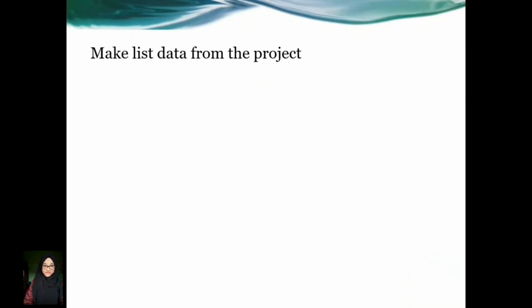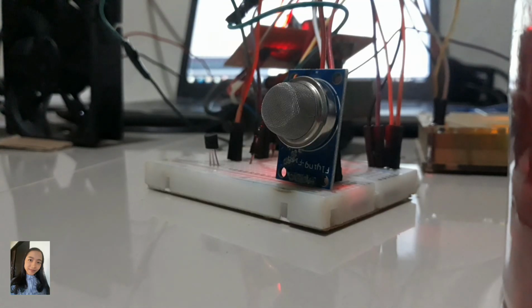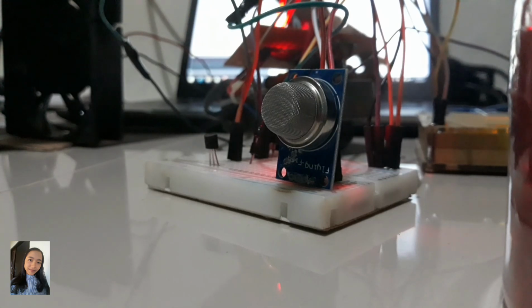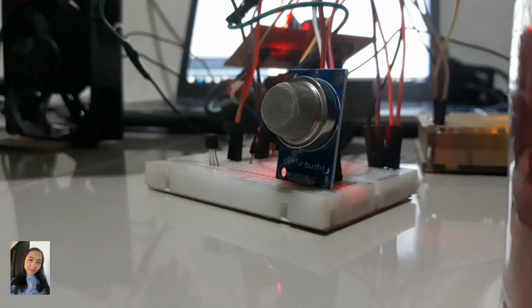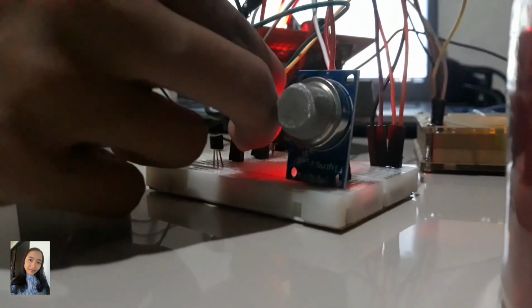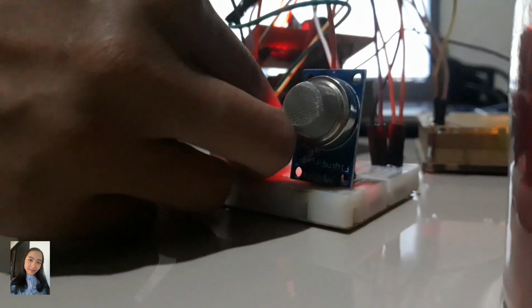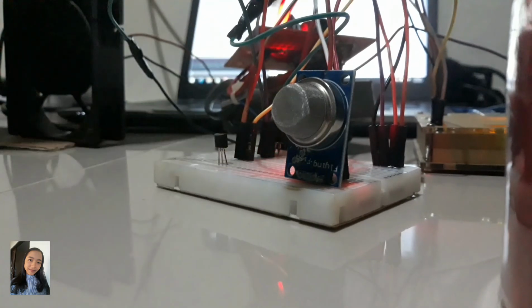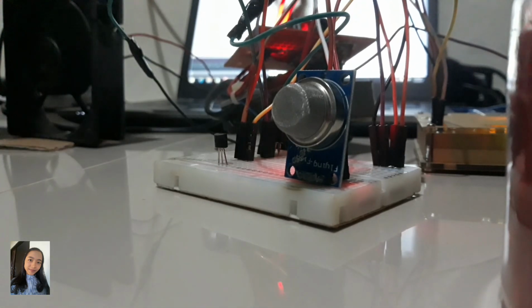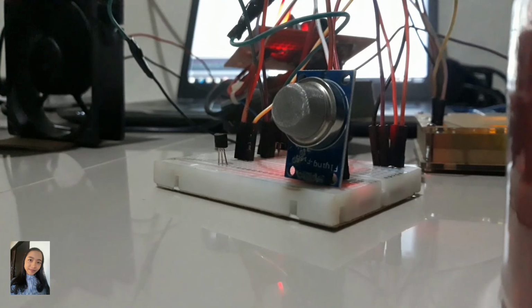Now we're going to take data from the project. First, the input is in low condition for the temperature sensor, and also the gas is in low condition. So the output is 0. Now, if I put it to the 5-volt, the temperature sensor detects the temperature of the room, so the fan is rotating.